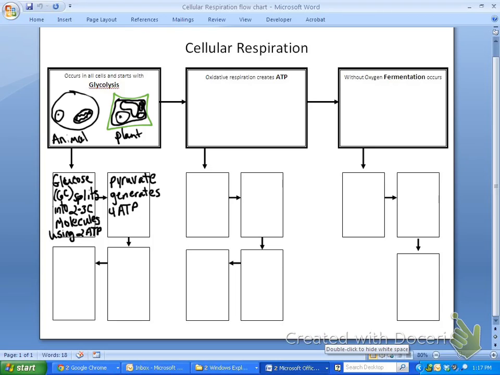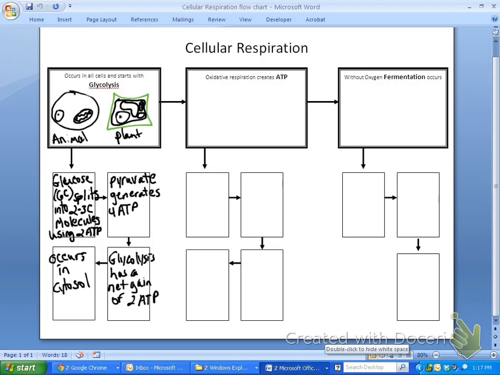Now, like I said, glycolysis, and this is all called glycolysis, has a net gain of 2 ATP, and then occurs in the cytosol. Oh, do we write occurs in the cytosol in this box? Yeah, the last box. Oh, last box?